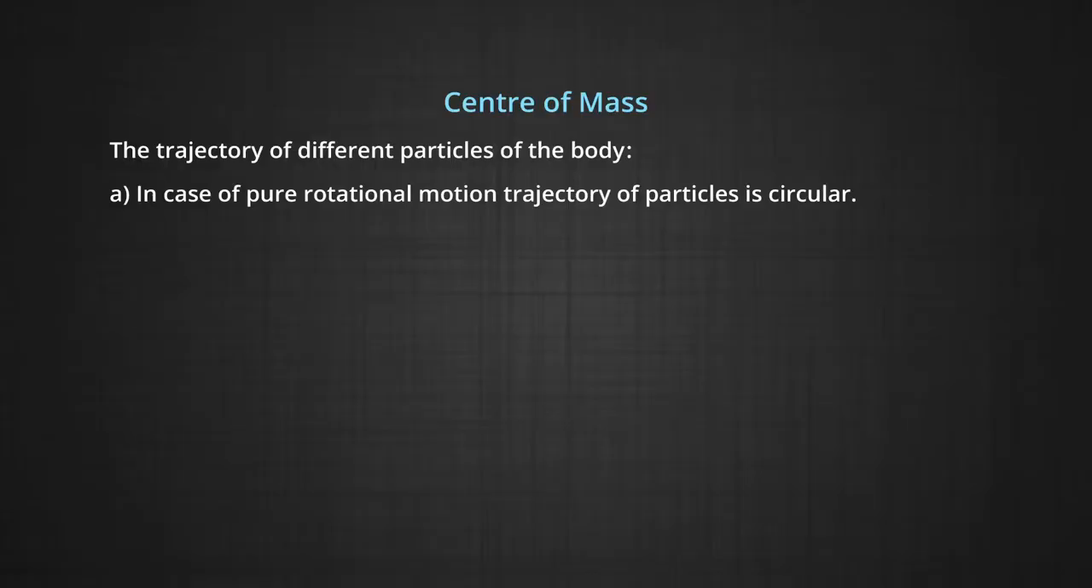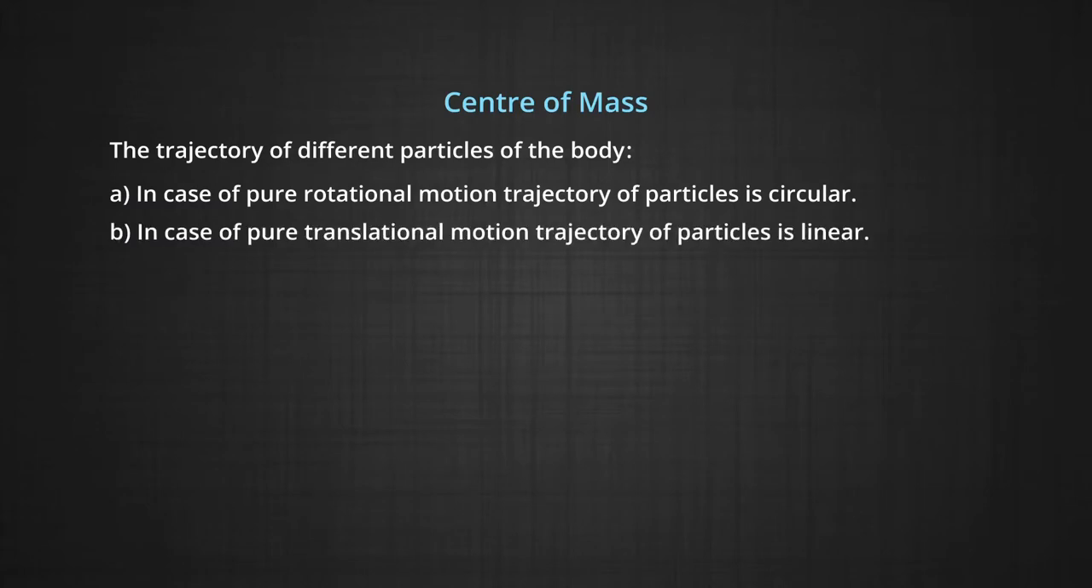Now, we will talk about another important aspect of rigid bodies, that is center of mass. From the above discussion regarding the motion of a rigid body, the following points come up regarding the trajectory of different particles of the body. First, in case of pure rotational motion, the trajectory of a particle is circular. Second, in case of pure translational motion, the trajectory of particles is linear, while in other cases the trajectory of different particles can be a bit complicated as the particles have both translational and rotational motion.